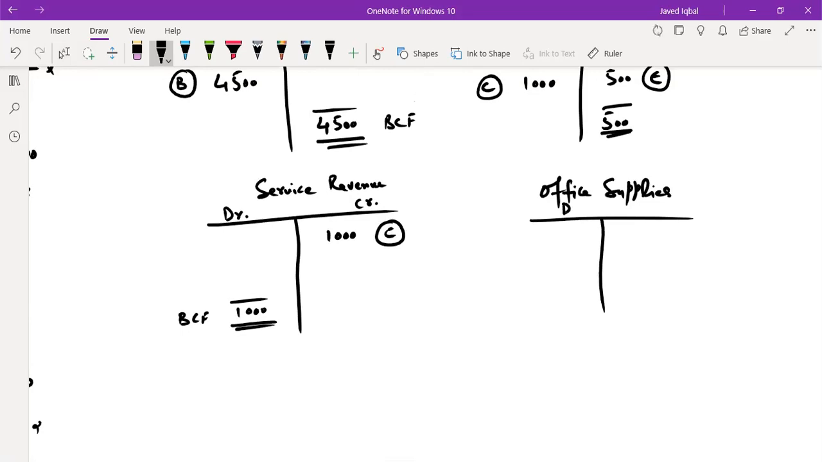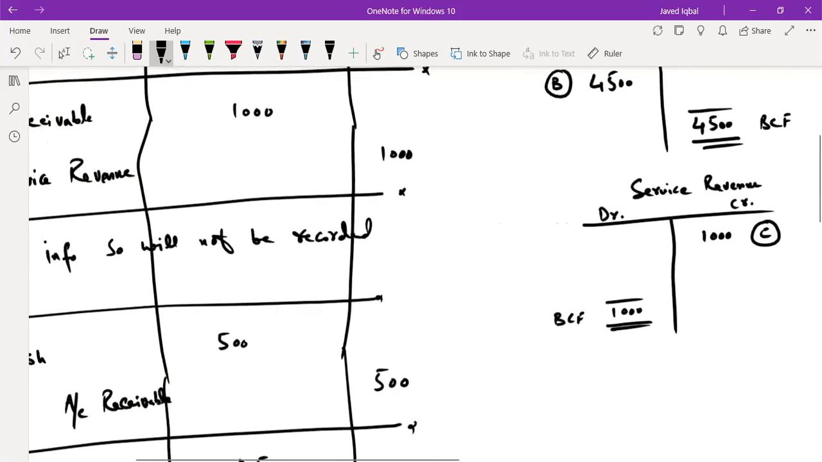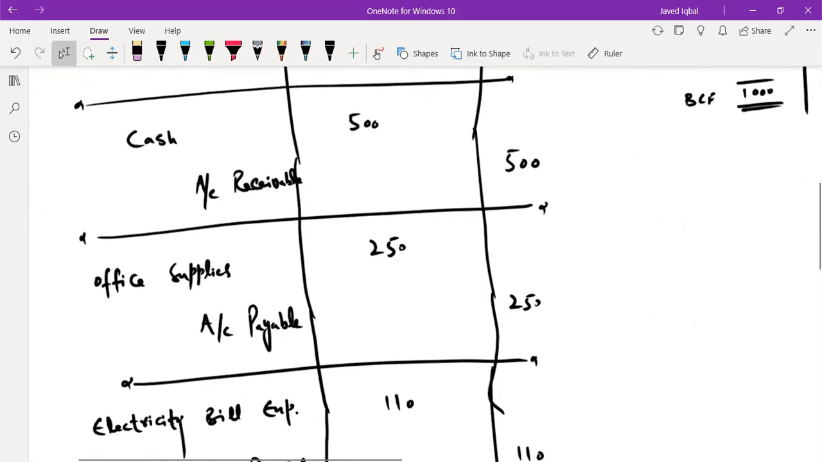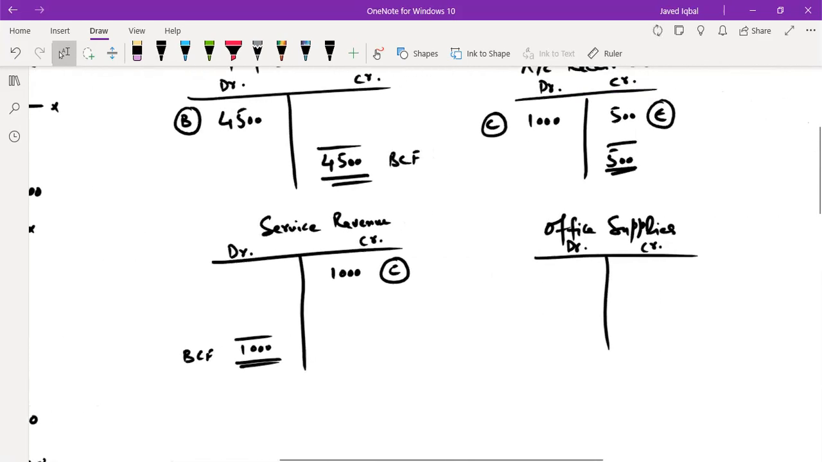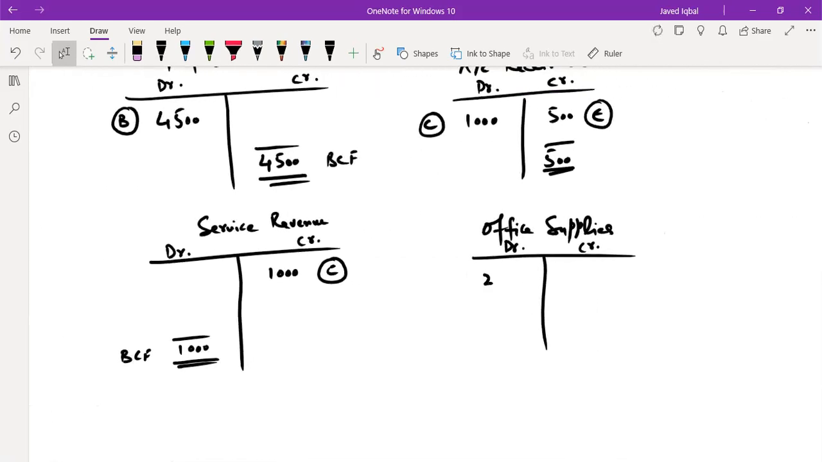debit. So office supplies were of how much? 250. So they were of 250. So 250 debit. There is no other transactions, so its balance would be 250. Table and line credit. This will be balance carried forward.